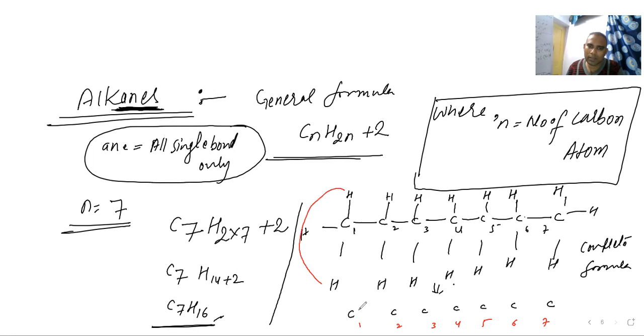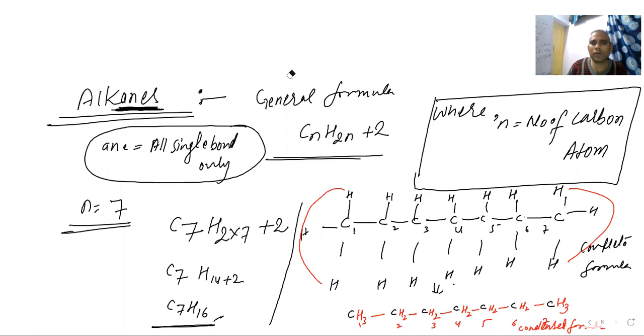CH3, then a single bond. The second carbon has 2 hydrogens. The third one, 2 hydrogens. The fourth one, 2 hydrogens. The fifth one, 2 hydrogens. The sixth one, 2 hydrogens. And the seventh has 3 hydrogens. This is known as the condensed formula. Getting the condensed formula? Yes, sir.